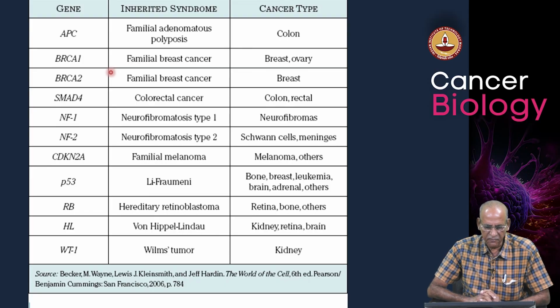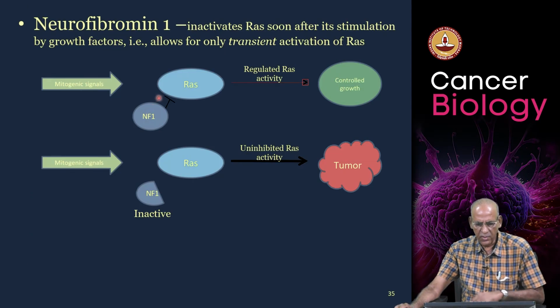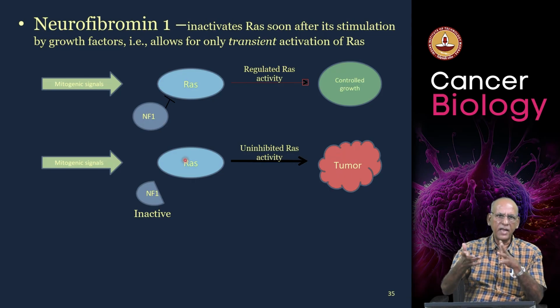Similarly, there is NF1 and NF2, neurofibromatosis type 1 and type 2. These happen in brain kind of cancers, neurofibromas, Schwann cells, meninges and so on. P53 by far is the most important one. It is mutated in several cancers. The inherited syndrome happens in Li-Fraumeni syndrome, it is called. So, these are the examples. Now, we will see some mechanisms.